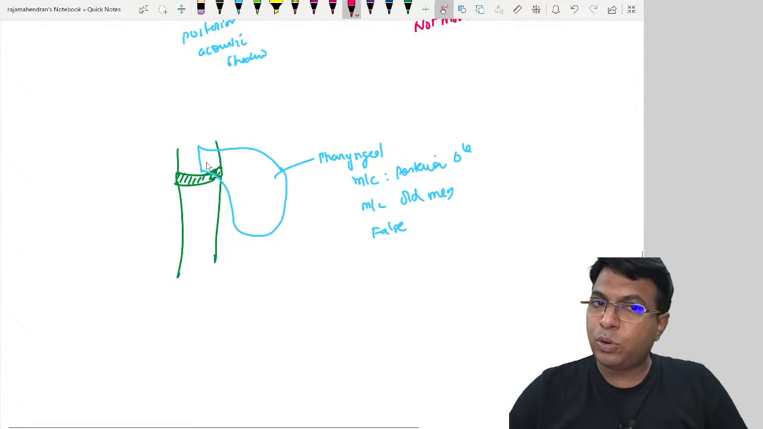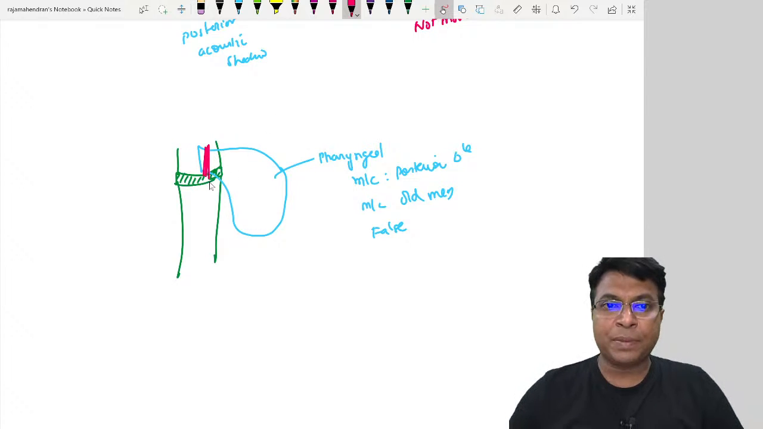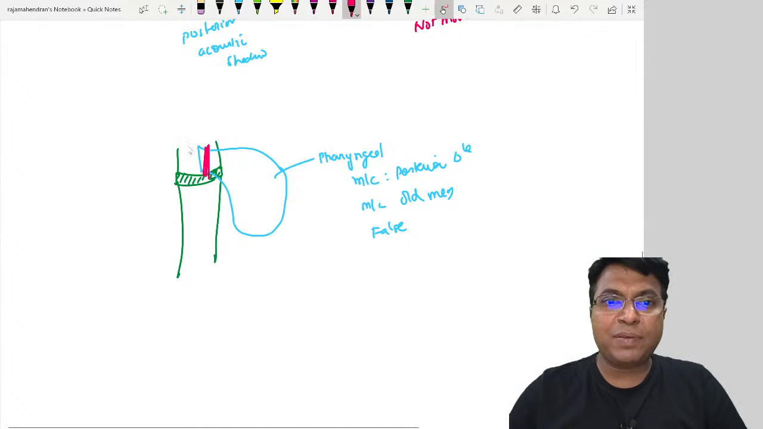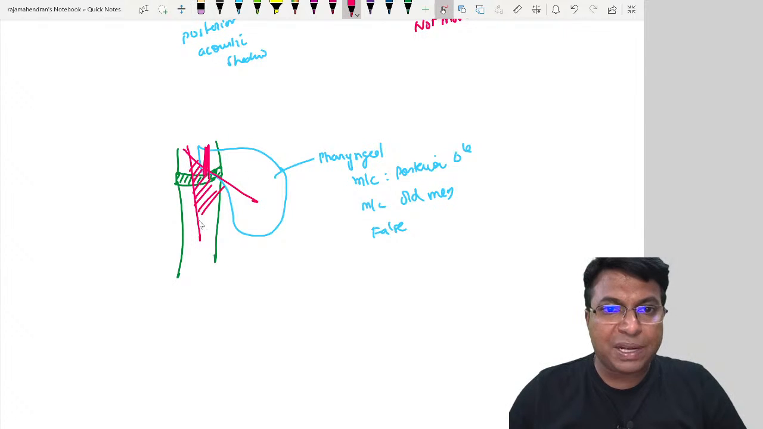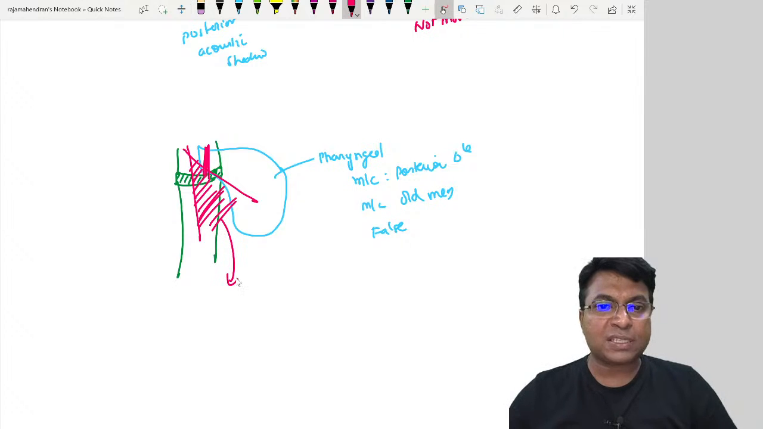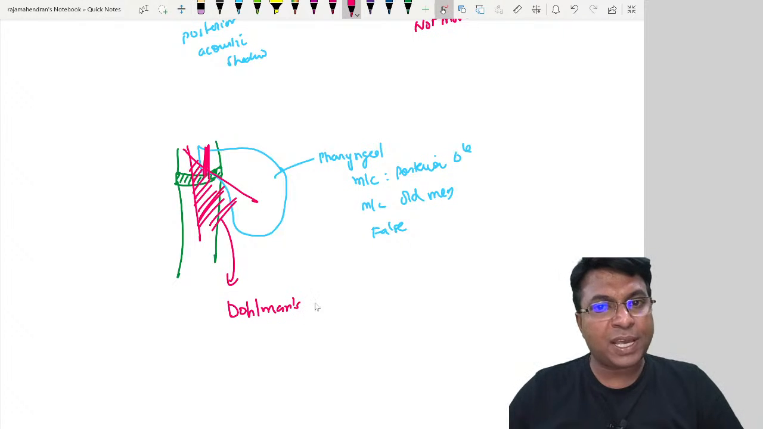There are a variety of treatments. We can do a diverticulectomy, cutting and removing the diverticulum, or we can put a stapling between this esophagus and this diverticulum by a stapling technique. That stapling technique is known as Dolman's operation. So Dolman's operation is the stapling technique.